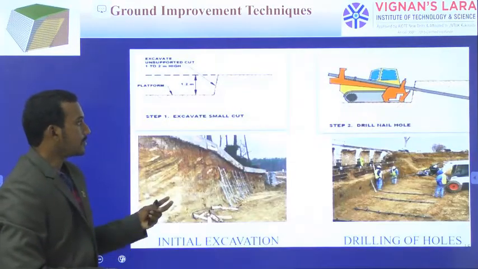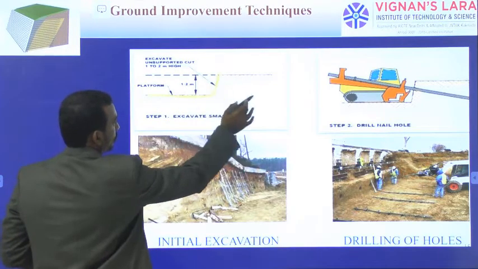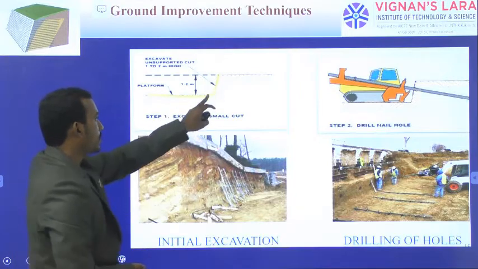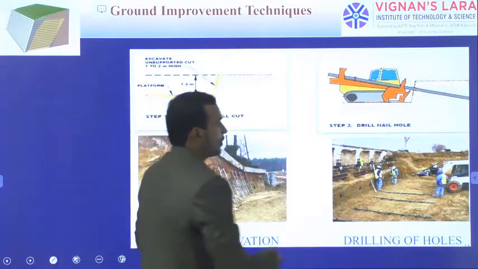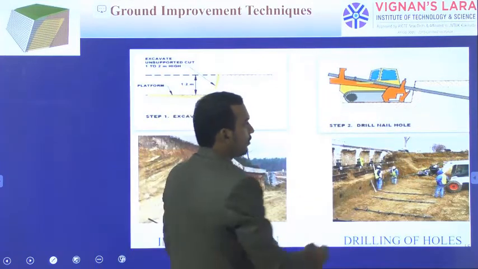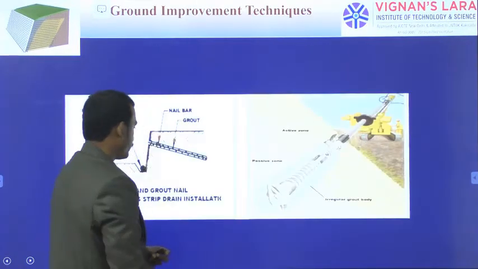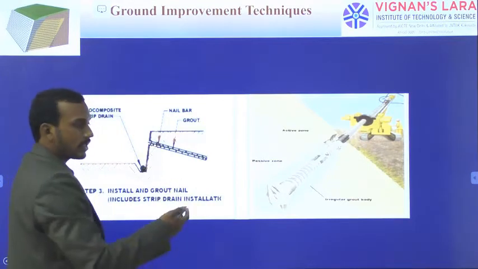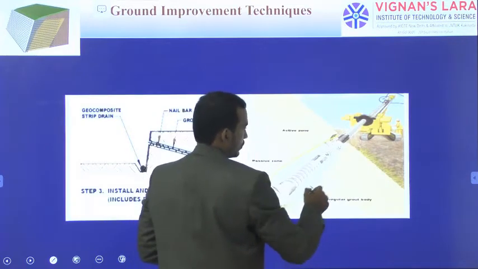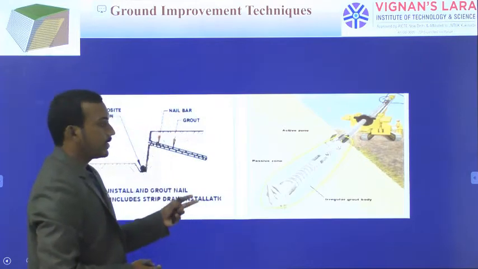If you see, this is the first one. First of all we have to excavate a small cut like this. So from here we are going to install the nail. The first step is excavate a small cut, then drill the hole. So we are not inserting the nail yet. What we are doing is drilling this much of a hole. Okay. Then install the grouting into it. See, if you see here, this is a drilling equipment. That means it is going to remove all the soil in a slope.